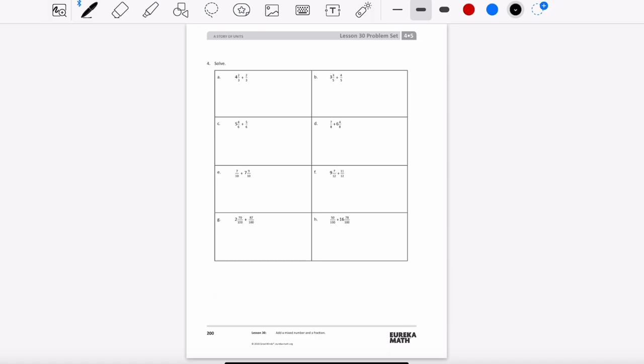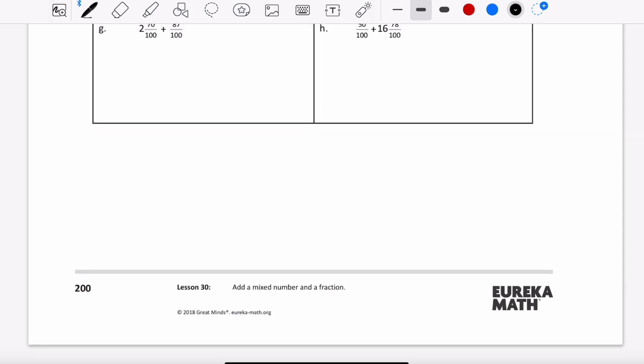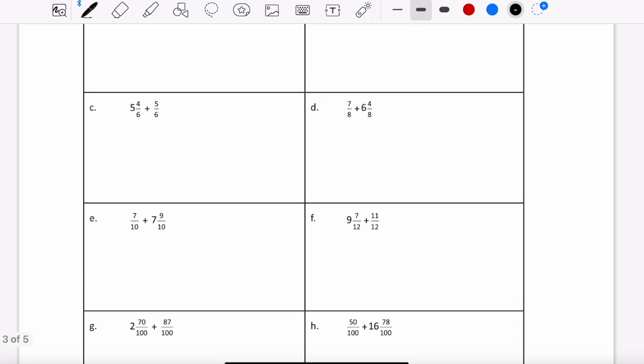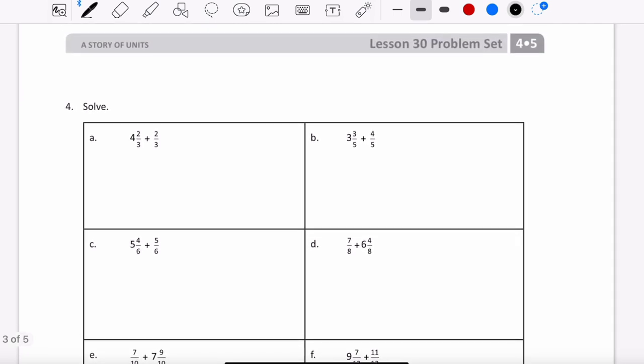Okay, today we're working on lesson 30, page 200 in our math book. Make sure you are working the problems out with me. If you need to pause the video, you can. So today we're going to be adding some fractions and mixed numbers.